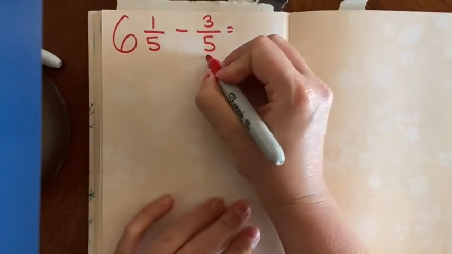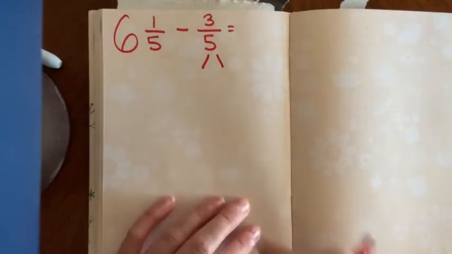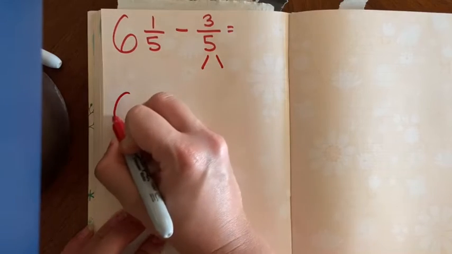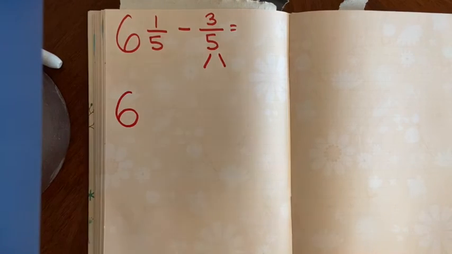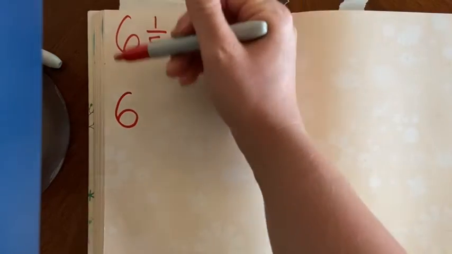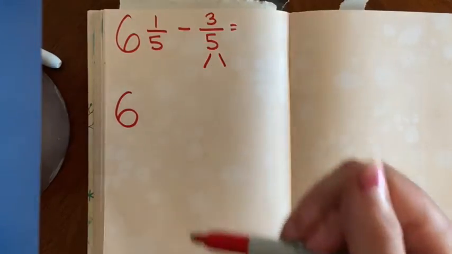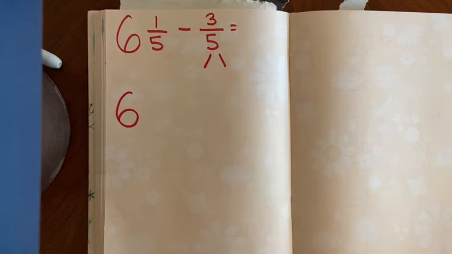So what we want to do is we want to make this 6 and 1/5 a whole number of 6. So I know that that is my goal. So I want to find something that I can subtract with or subtract from in order to make this 6 and 1/5 a whole number of 6. And we're going to borrow that from our 3/5.